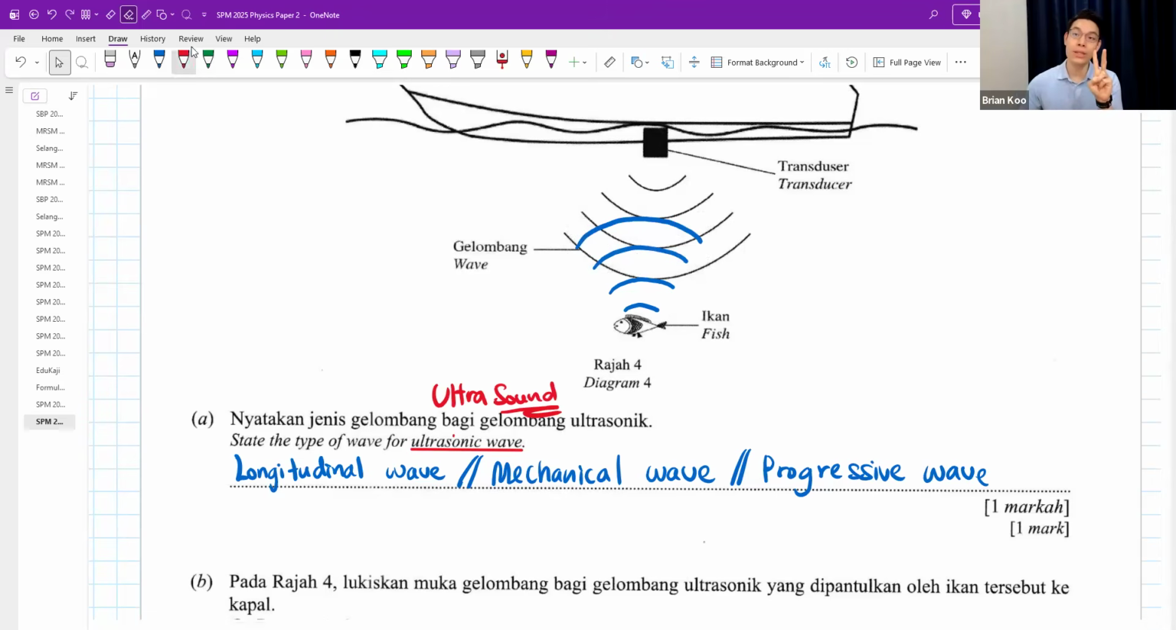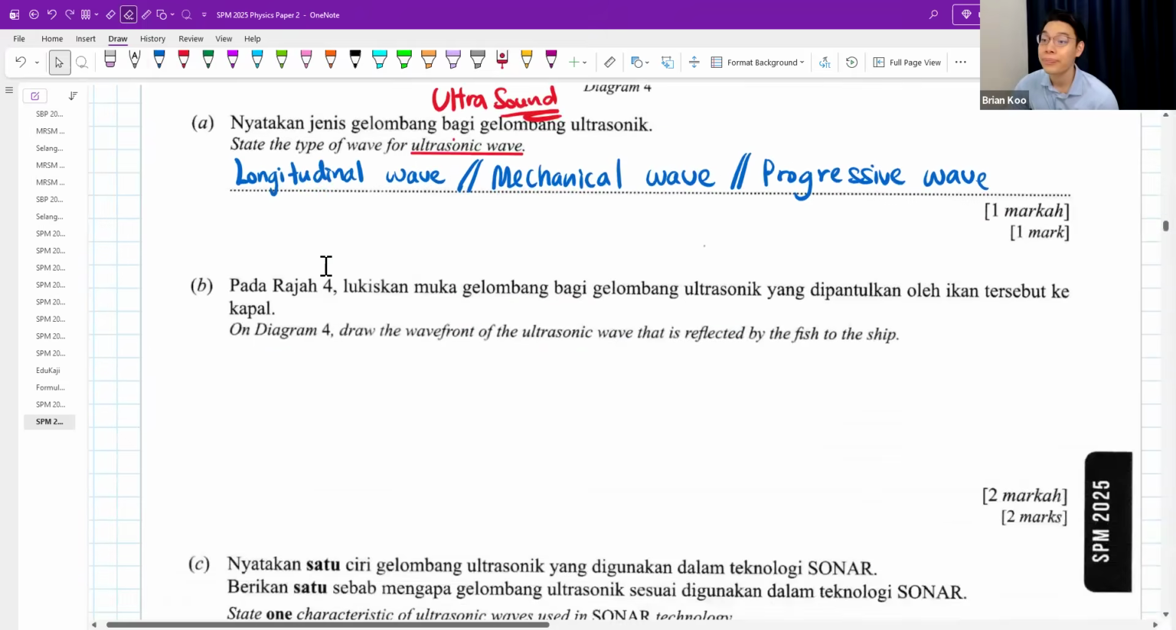So how to get 2 marks? Minimum have 2 waves that are the correct shape. If the wave goes down in a curve, it will come back up also curved. Number 2, make sure the wavelength is the same. Similar wavelength. Just use pencil to draw.